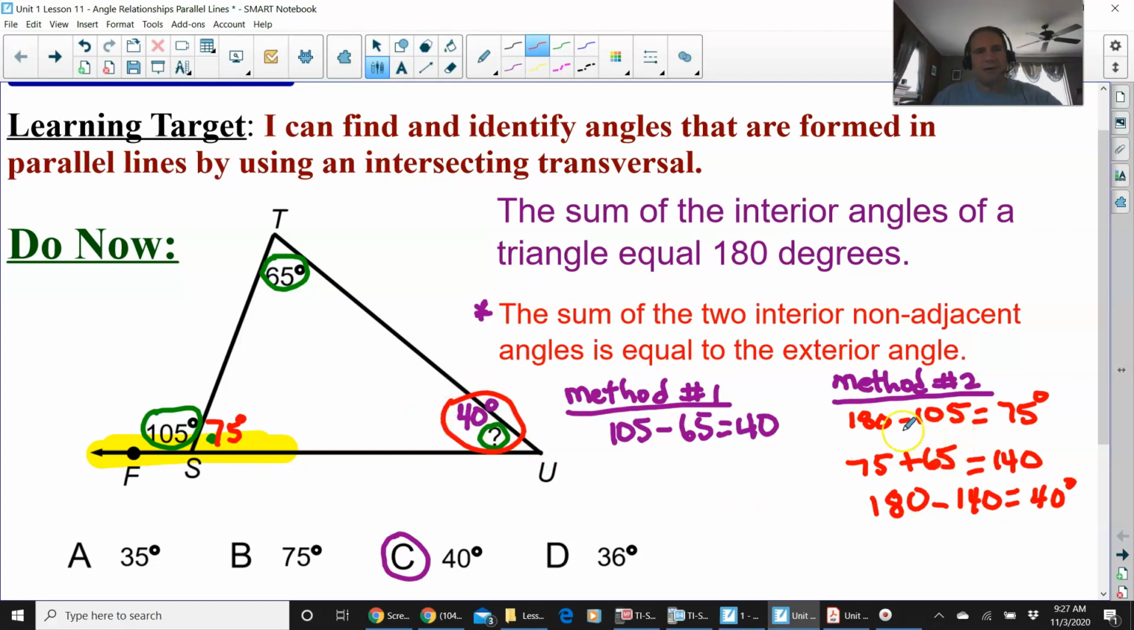So either way, it's fine. For the fast finisher, you list both of these things as ways that you could possibly use to solve this question.